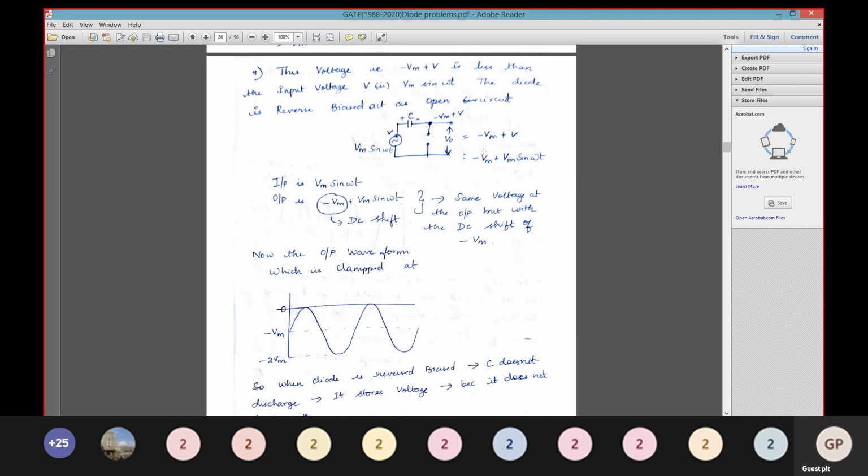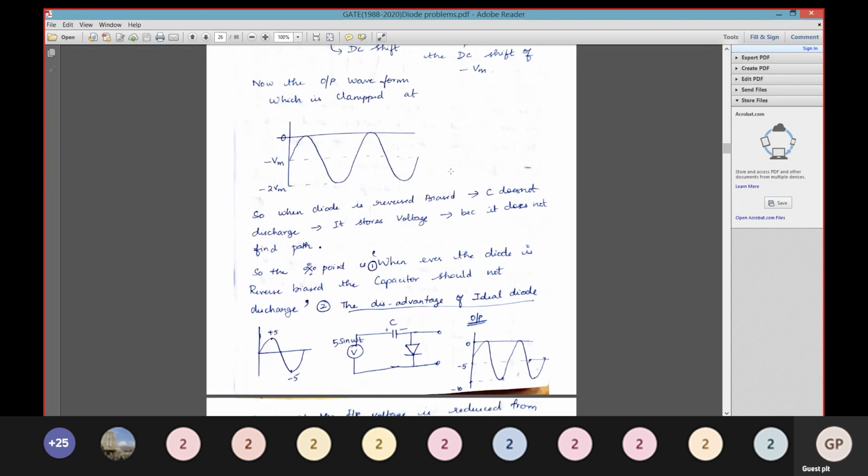This is the working of your clamper. So what is the level being shifted by? Your negative value, negative of Vm, minus Vm. So this circuit operates as a clamper. This is how you identify that it is a clamping circuit.